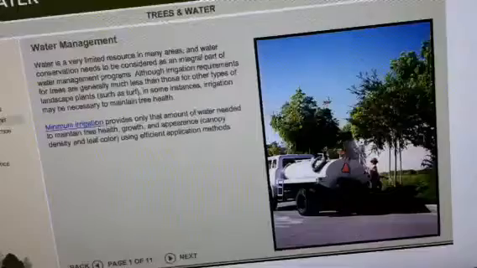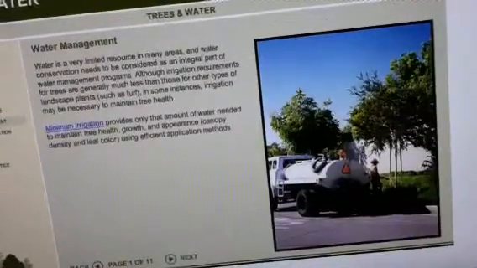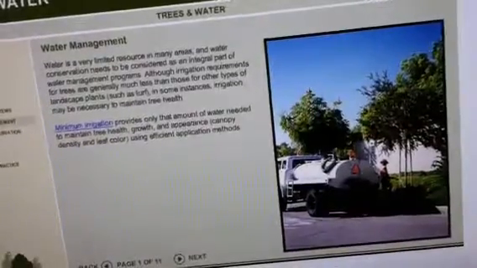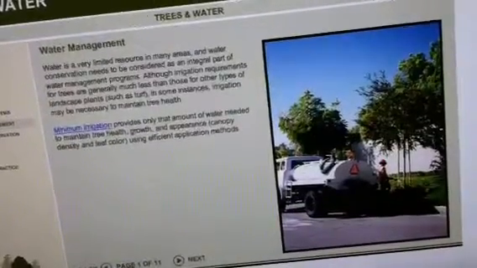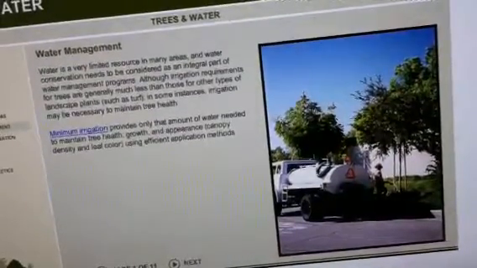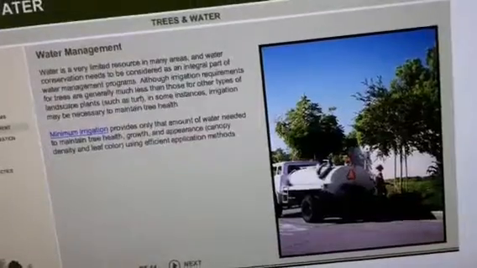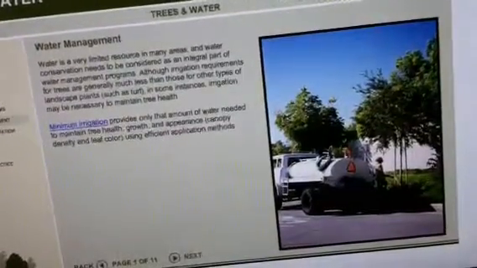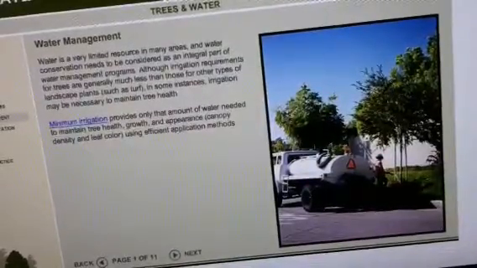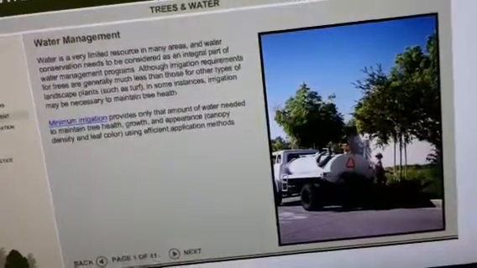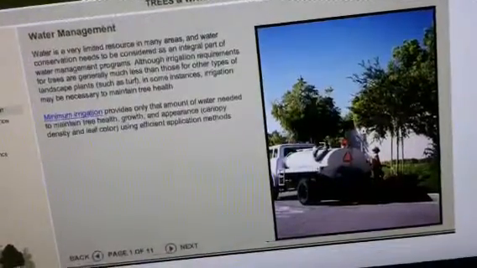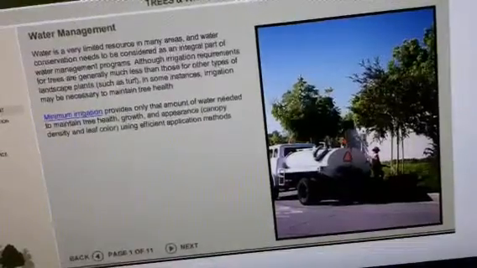Water is a very limited resource in many areas, and water conservation needs to be considered as an integral part of water management programs. Although irrigation requirements for trees are generally much less than those for other types of landscape plants, such as turf, in some instances, irrigation may be necessary to maintain tree health. Minimum irrigation provides only that amount of water needed to maintain tree health, growth, and appearance, canopy density, and leaf color, using efficient application methods.